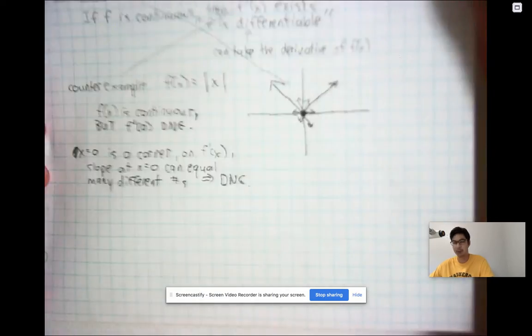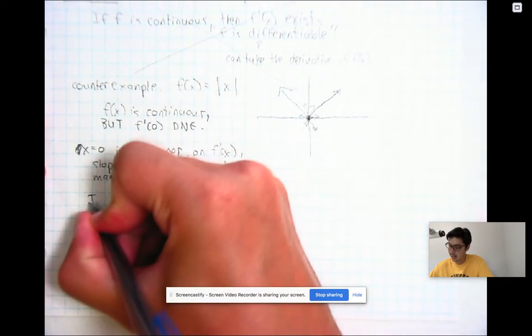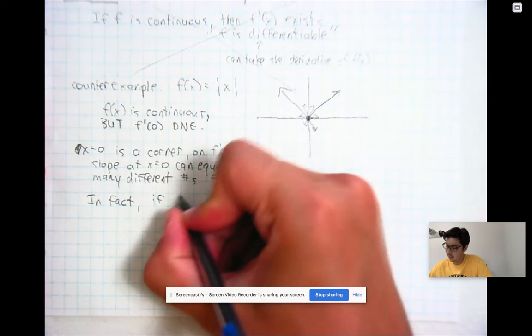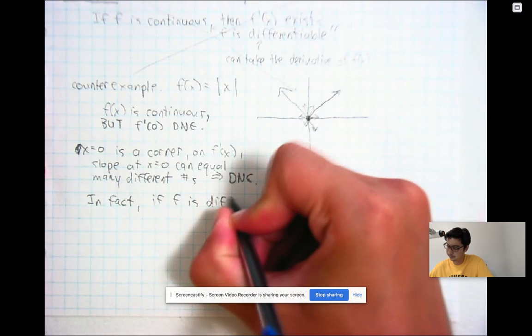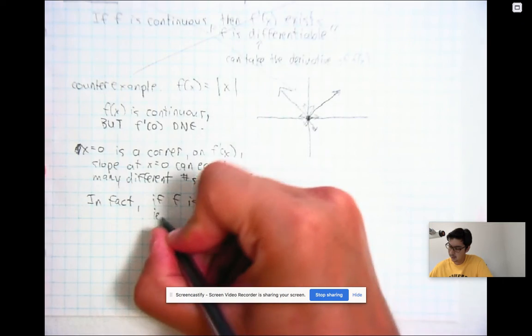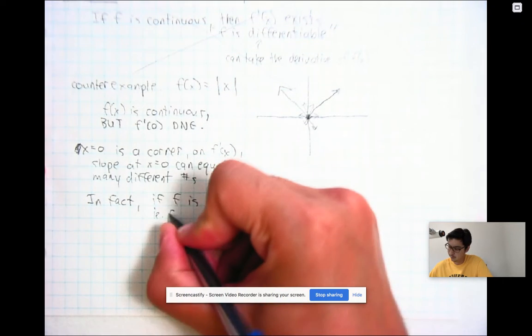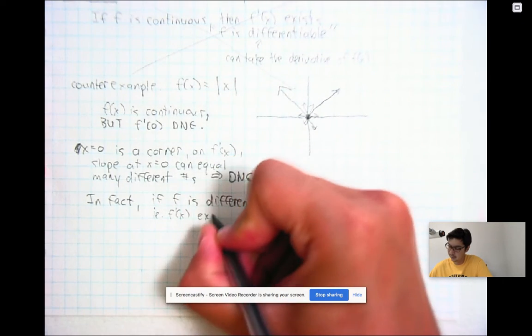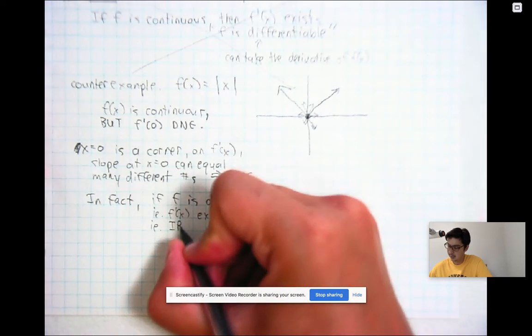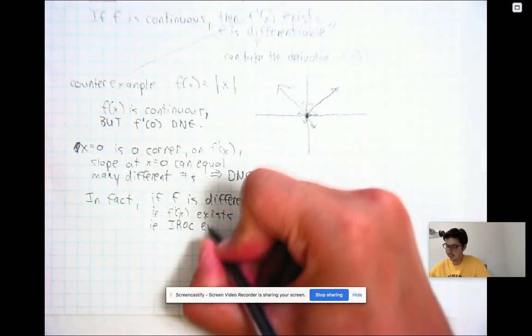In fact, it's the other way around. If f is differentiable, i.e. f prime of x, the derivative exists, i.e. there's an instant rate of change that exists for all x.